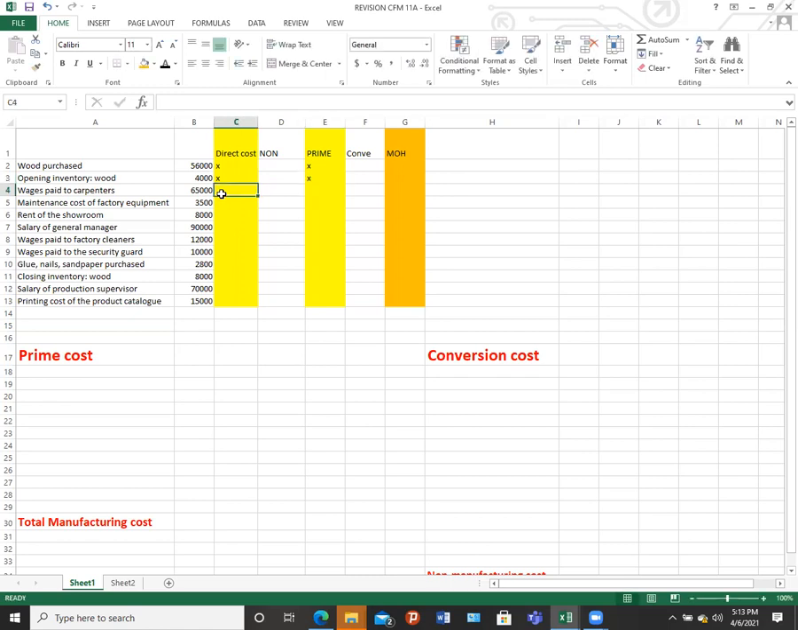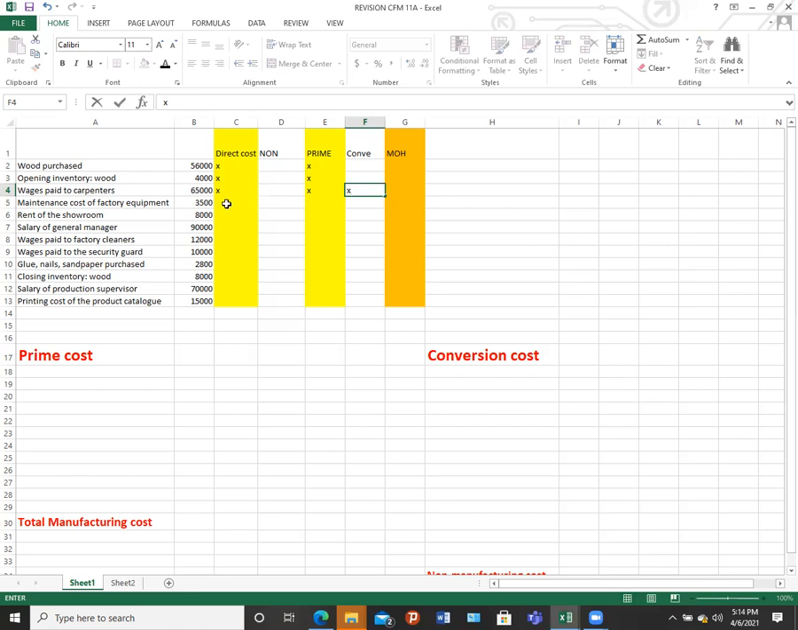We have a wage paid to a carpenter. That is direct labor. Since it's direct, it is prime. Direct labor, does it fall under conversion or under manufacturing overhead? Conversion. Remember, guys, it's conversion cost. You should know your formula, because manufacturing overhead plus direct labor gives you what? Conversion cost.